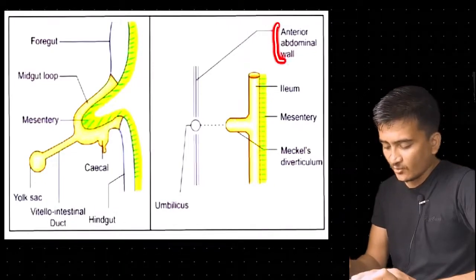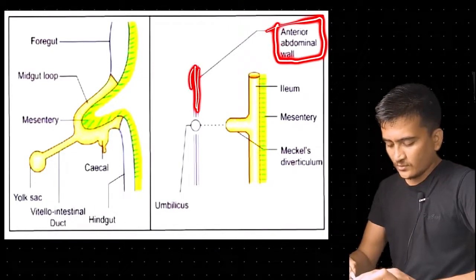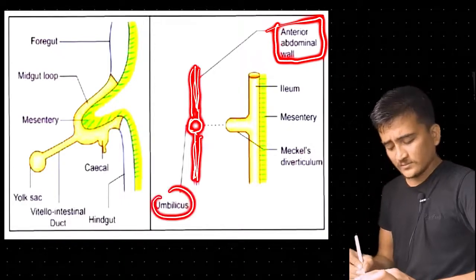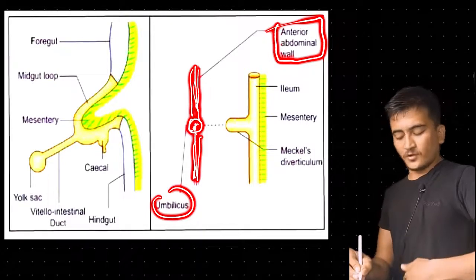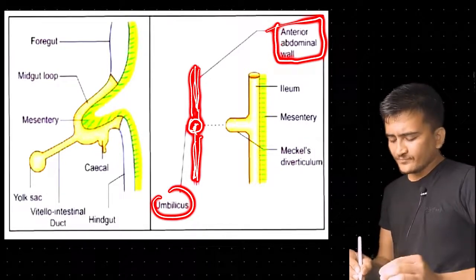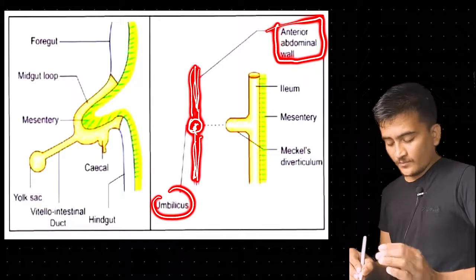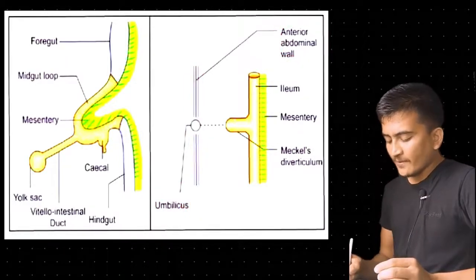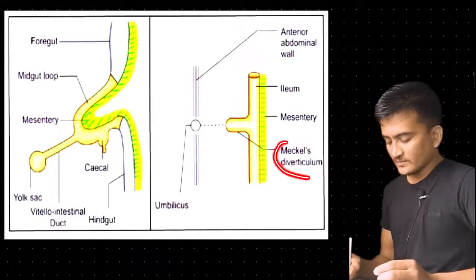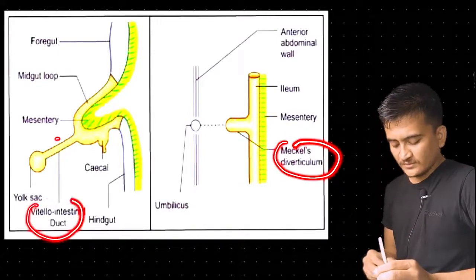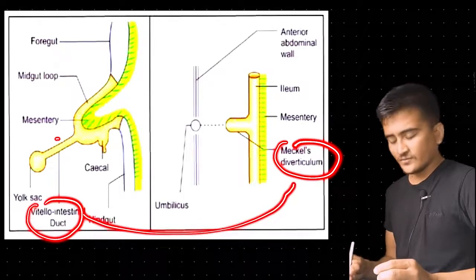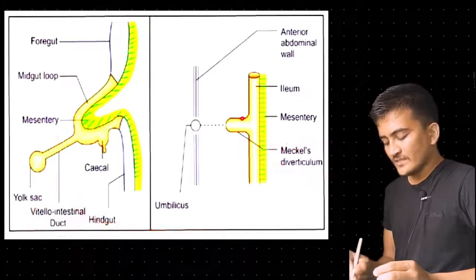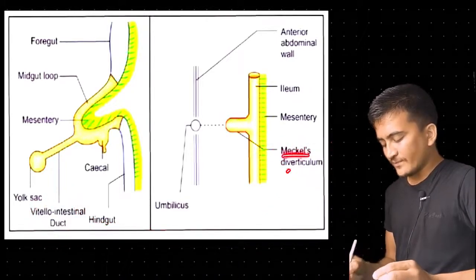Now if you see, this is our anterior abdominal wall, and in the anterior abdominal wall we have the umbilicus, the center portion. Just at the back of our umbilicus or anterior abdominal wall, we have Meckel's diverticulum. This vitelo-intestinal duct did not regress, so it remained, and the remaining structure is now called Meckel's diverticulum.